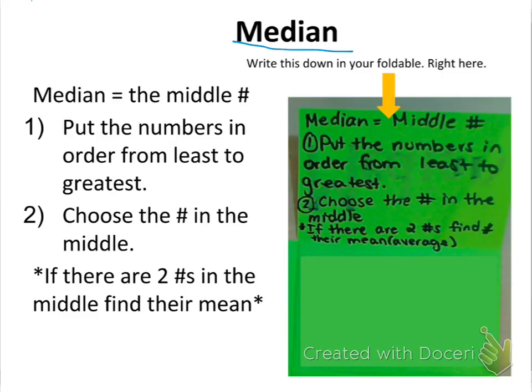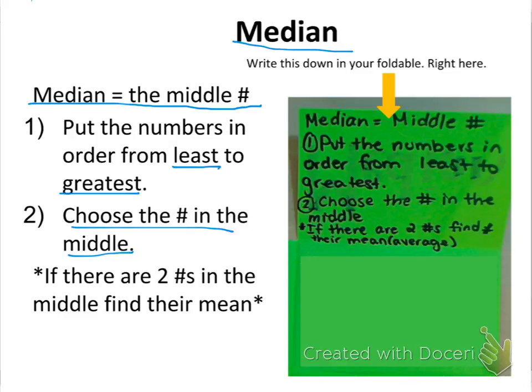The median. And you're going to write this down in the median section of your foldable at the top right here. When you think of median, you should think the middle number. Median, middle. So in order to find the middle number of a set of data, you need to first put the numbers in order from least to greatest, or from smallest to biggest. Then you just need to find the middle number, and you're done.